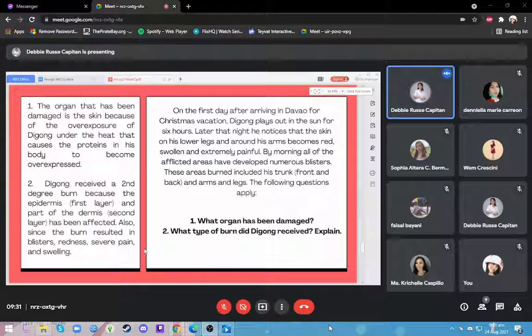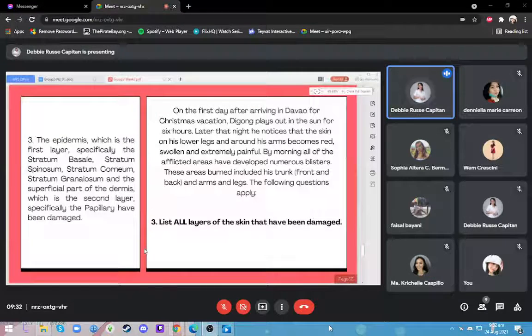The following questions apply. For the first two questions, what organ has been damaged? So the organ that has been damaged is the skin because of the overexposure of Digong under the heat that causes the proteins in his body to become overexpressed. What type of burn did Digong receive? Explain. Digong received a second degree burn because the epidermis or the first layer and part of the dermis, the second layer, has been affected. Also, since the burn resulted in blisters, redness, severe pain, and swelling.